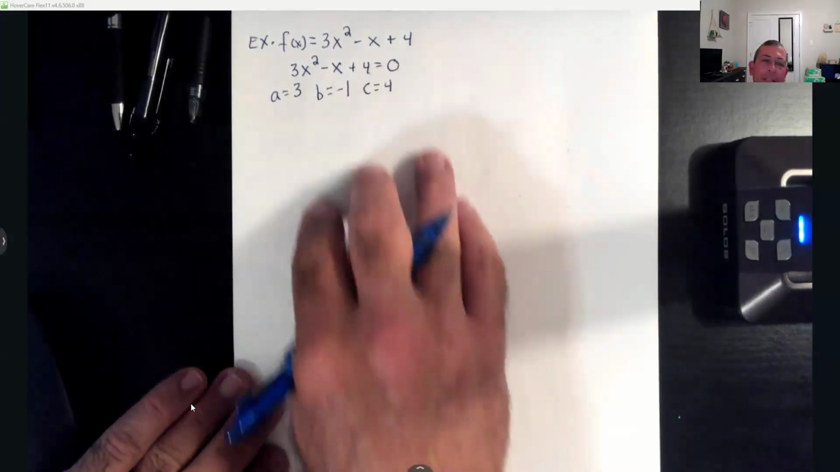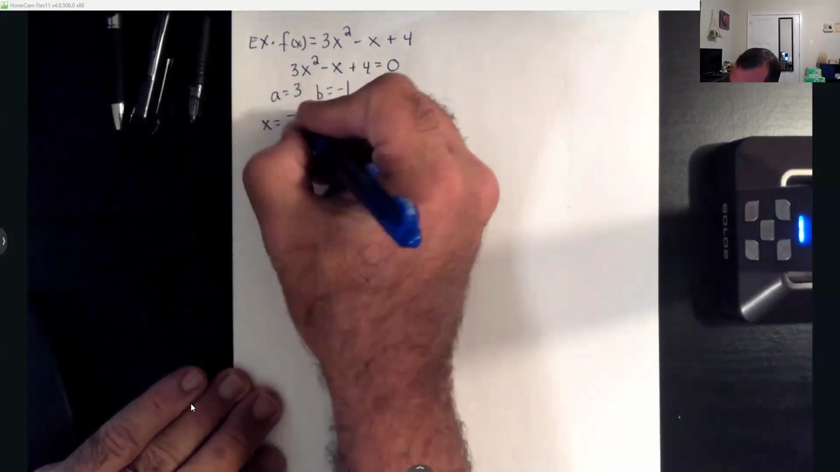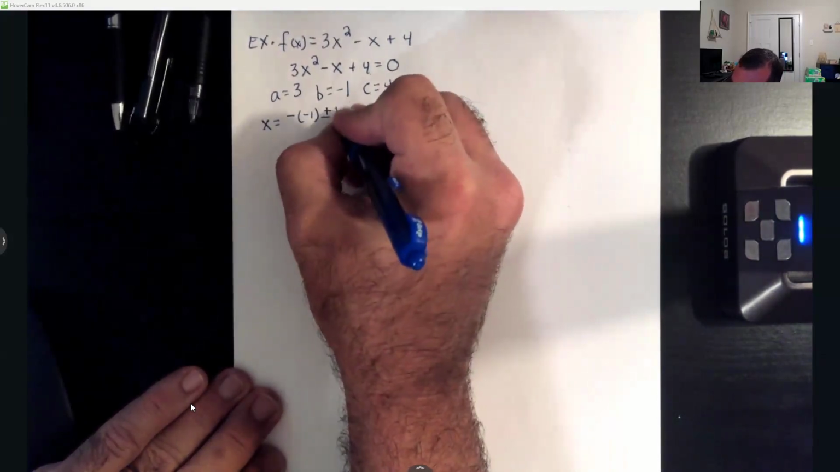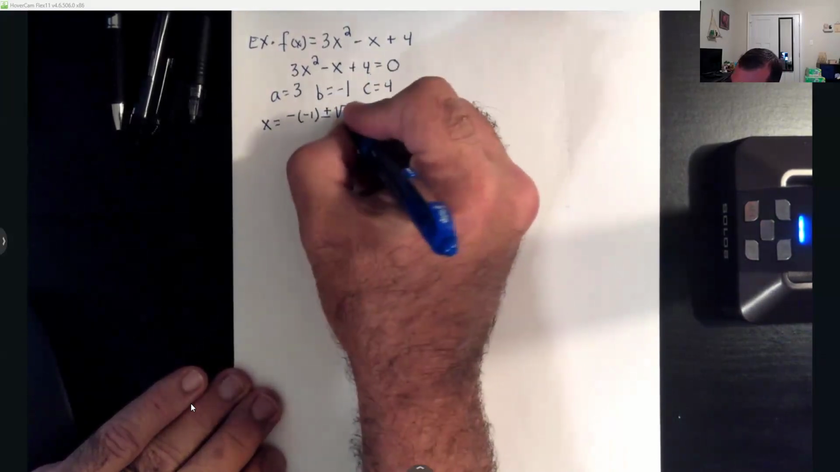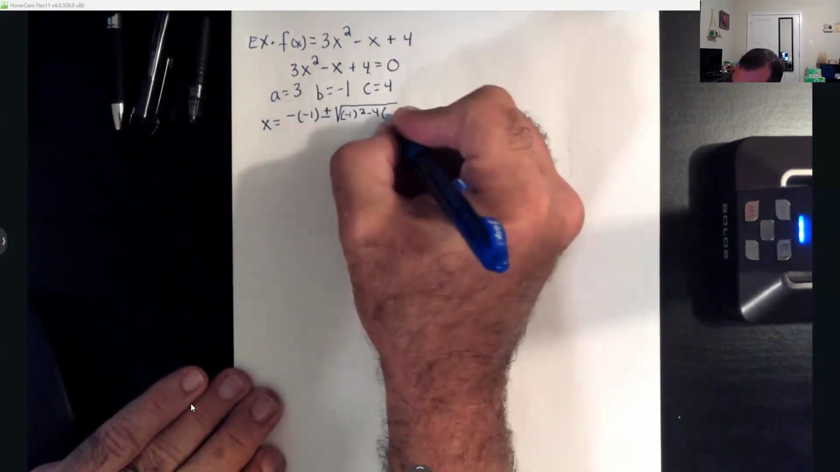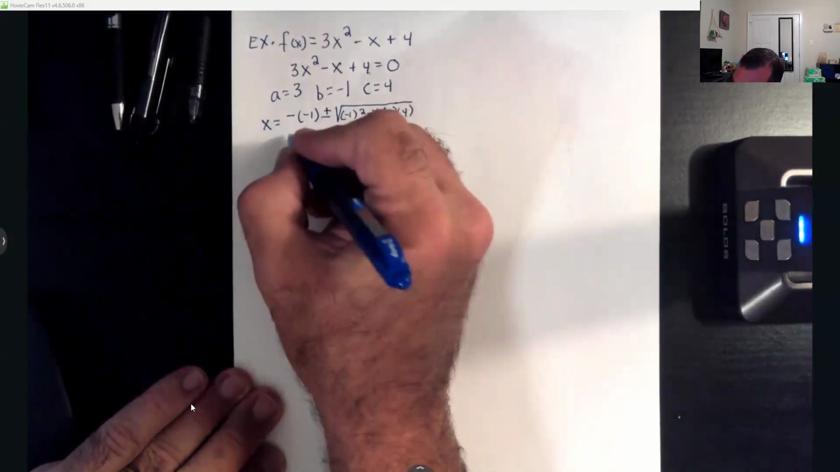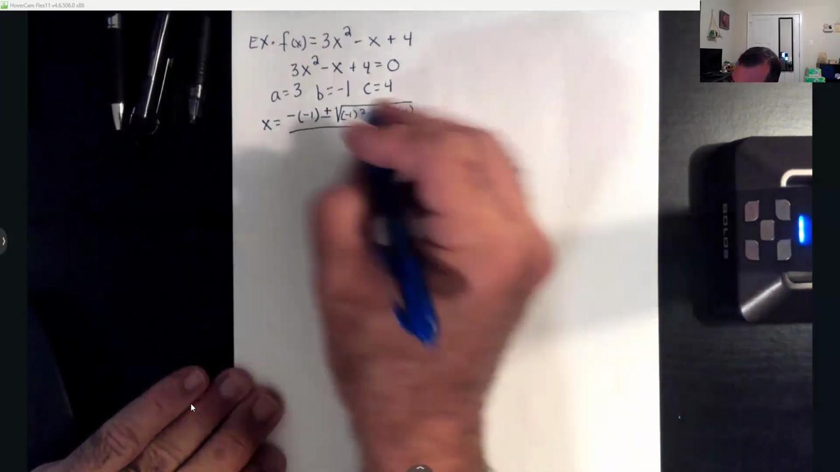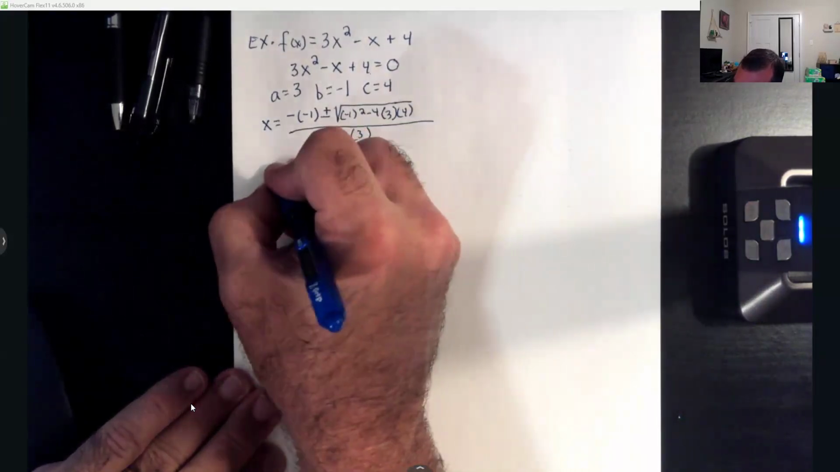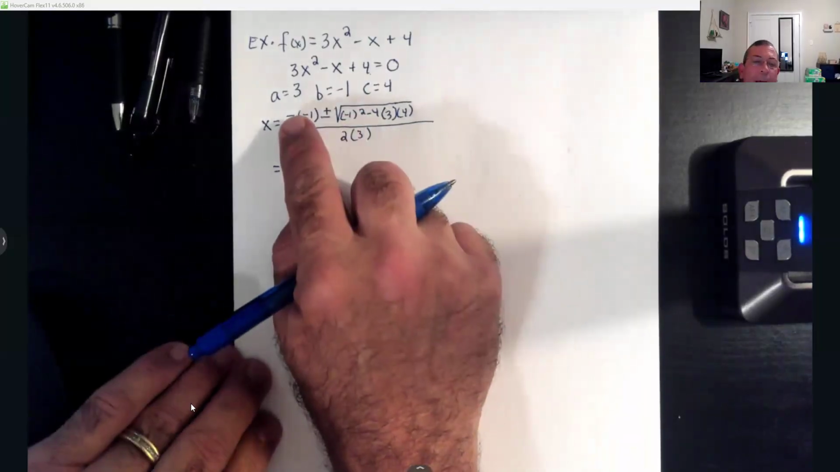All right, now let's plug this into our formula. X equals negative B, which is -1, plus or minus square root of -1 squared minus 4 times A, which is 3, C, which is 4. All of that over 2 times 3. So get your numbers plugged in, and then we start simplifying.